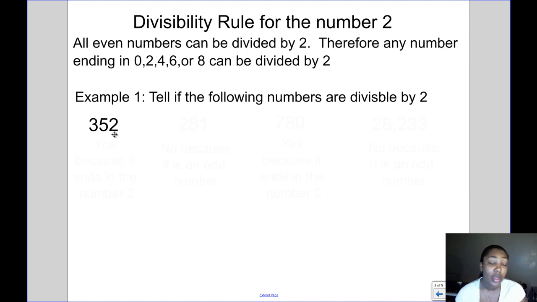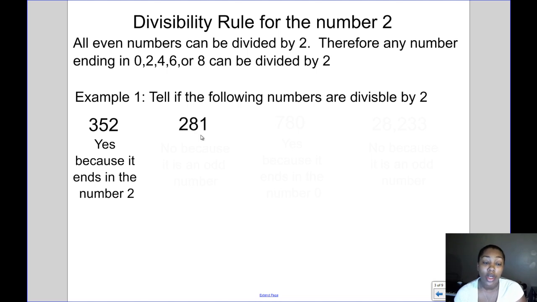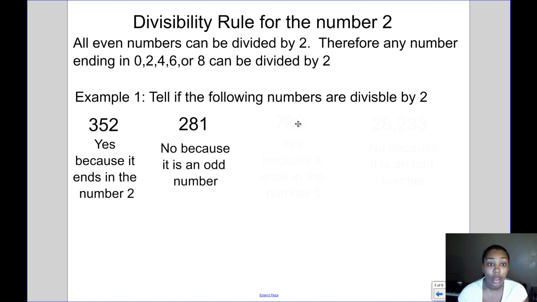Well, if it ends in 2, it is an even number, so the answer would be yes, this is divisible because it ends in the number 2 and it's an even number. Our next number is 281. When we look at this number, it ends in the number 1, which means it's an odd number, so the answer would be no. This is not divisible by 2 because it's an odd number.